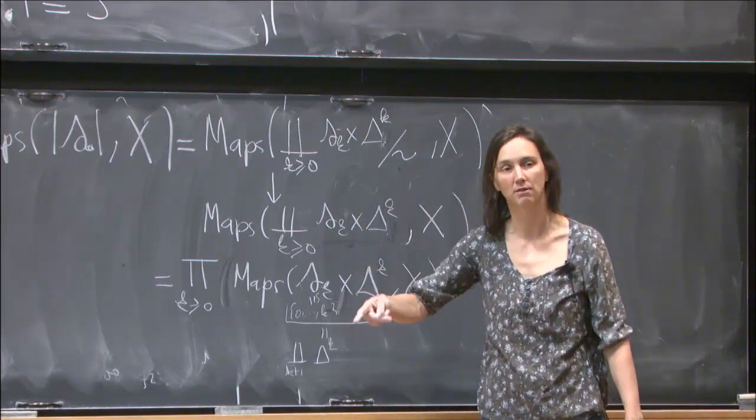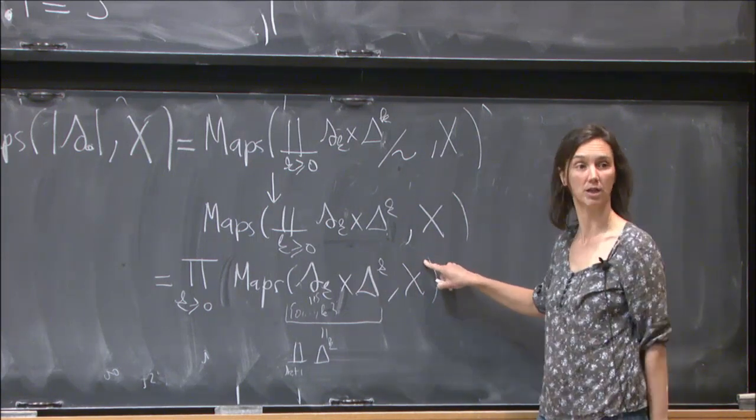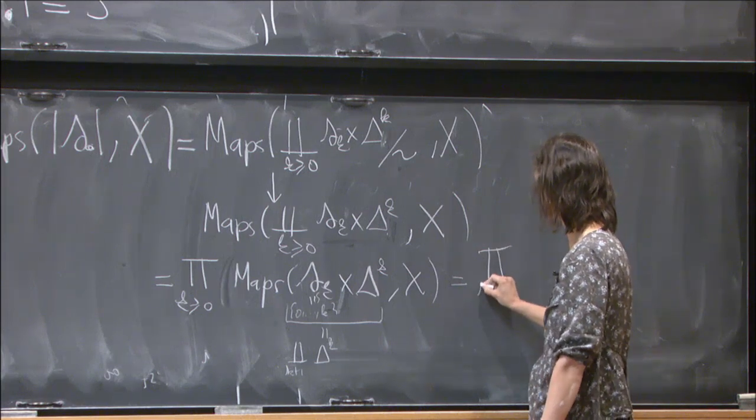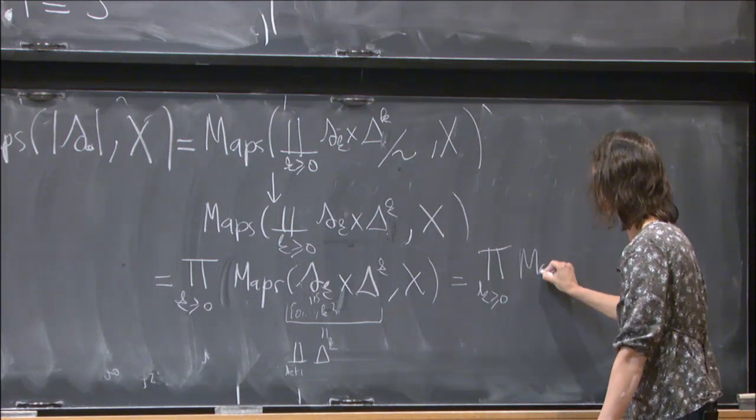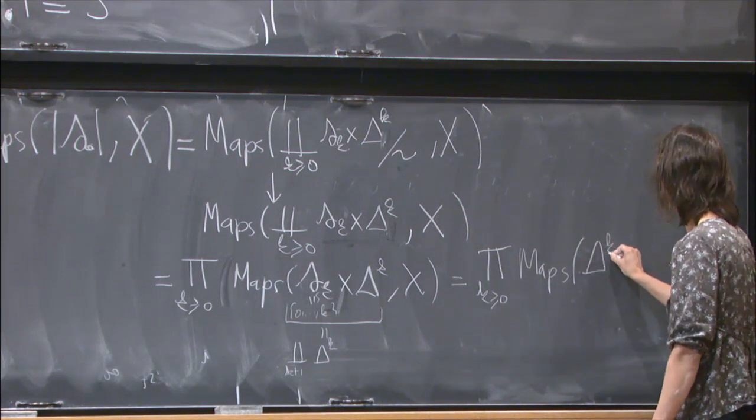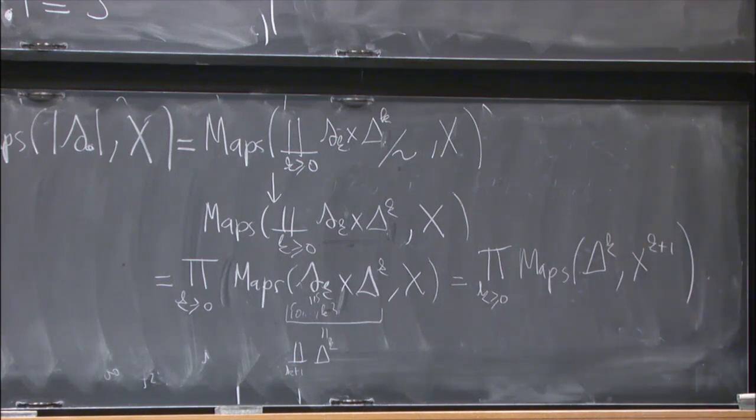Another way of saying k plus 1 maps is to say I'm mapping to X to the k plus 1. So this is equal to the product over k greater or equal to 0 of maps from delta k into X to the k plus 1. Okay, so it's just a rewriting of this object.